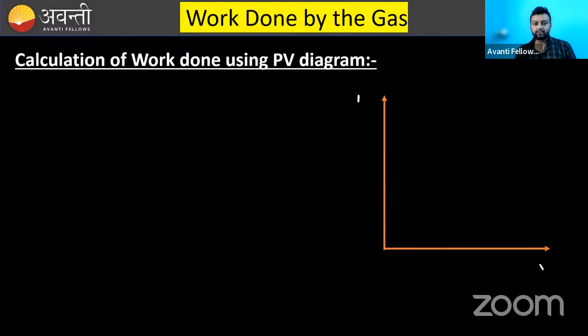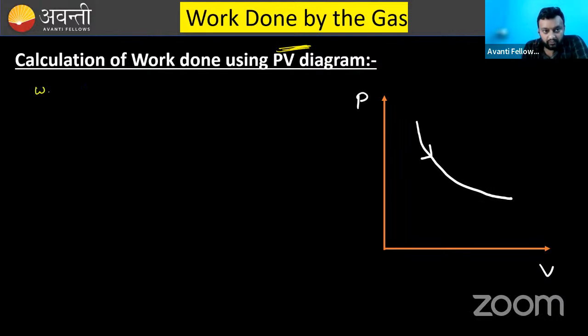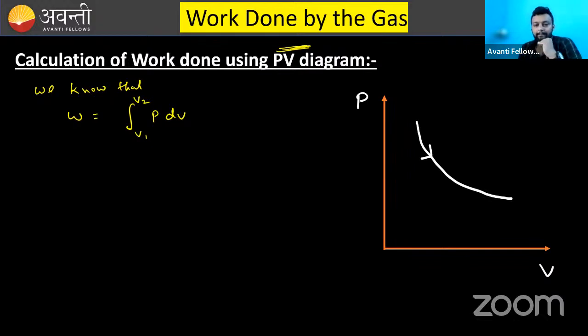Okay. Let's suppose what we are going to do. We are going to calculate the work done using the PV diagram. The PV diagram is known as the indicator diagram. So let's suppose there is a PV graph. What we know till now is that work done is the integration of PdV from V1 to V2.